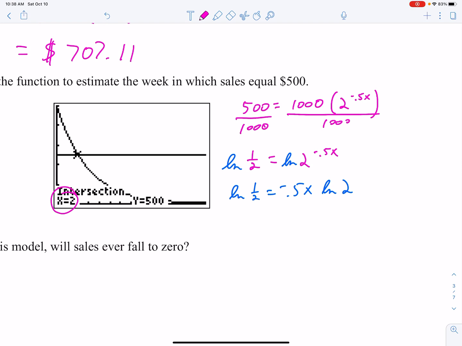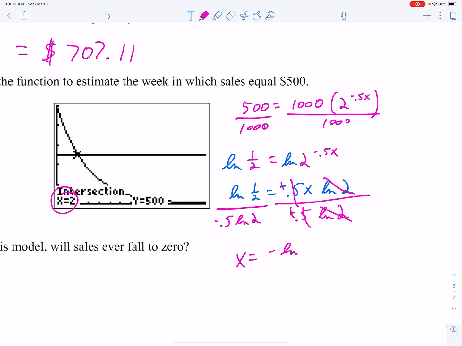Okay, again, we want to get x by itself. So since we have only multiplication here, we're going to divide everything that we don't want. We don't want the negative 0.5. We don't want the natural log of 2. So we divide by negative 0.5 natural log of 2. So now x is by itself, right? The negative 0.5 is reduced. The natural log of 2 is reduced. All we have left is x equals, and we can put that negative sign on top or on the side either way. It doesn't matter. Natural log of 1/2 over 0.5 natural log of 2.